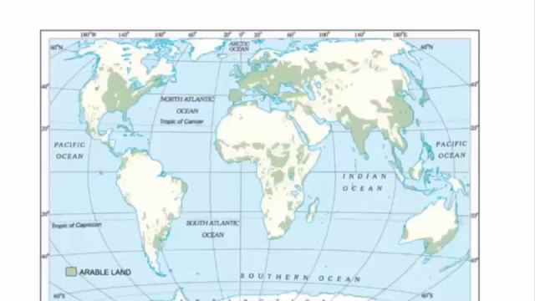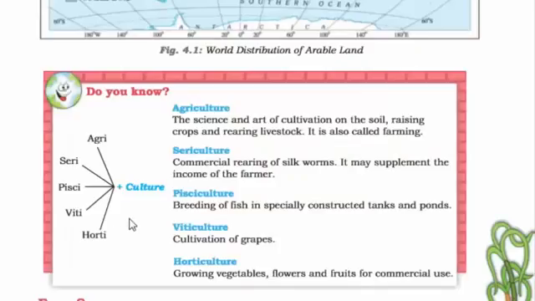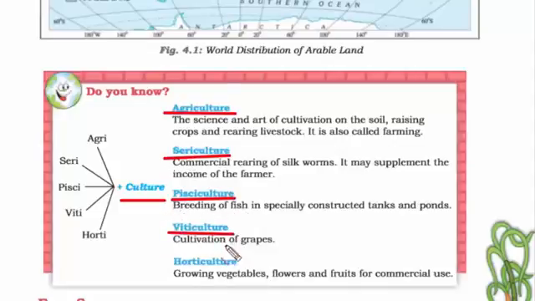So if you look at this world map, it is a world distribution of arable land. The meaning of arable land is land which supports agriculture, which is fertile enough to grow crops. So in terms of primary activity, there are 5 types of culture. When I say culture, I mean the culture related to economic activity. So they are agriculture, sericulture, pisciculture, viticulture, and then horticulture. Agriculture, we have read about it, the cultivation on soil and raising crops and livestock, which is also called farming.